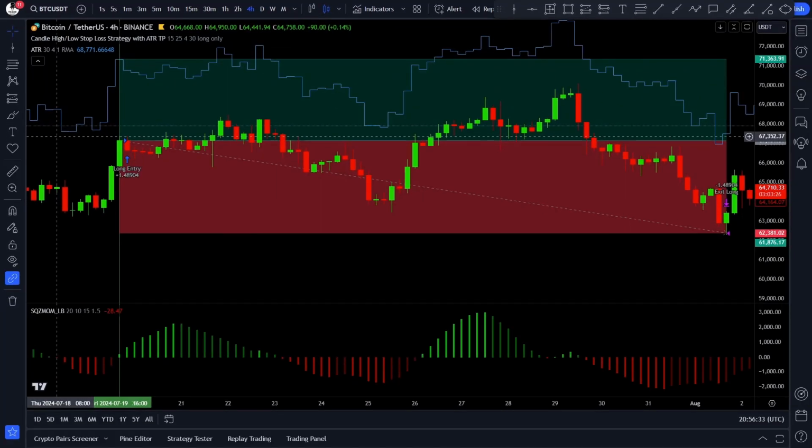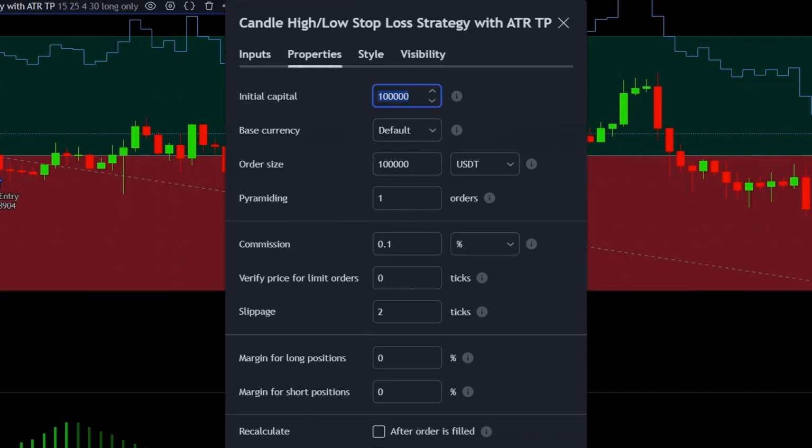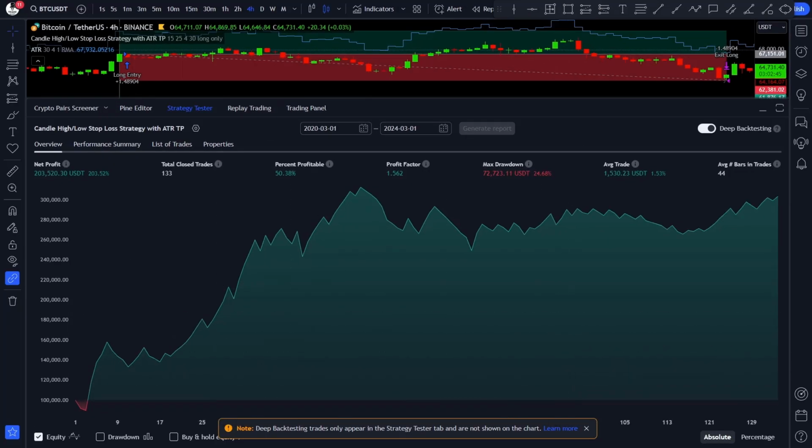And now let's take a look at the backtest results. For the backtest, I'm using a $100,000 capital, and the order size on each entry will be 100,000 too. The commission is set to 0.1% and the slippage will be 2 ticks. The backtesting time interval will be the usual last 4 years, 1st of March 2020 till the 1st of March 2024. And here you can see the backtest results.